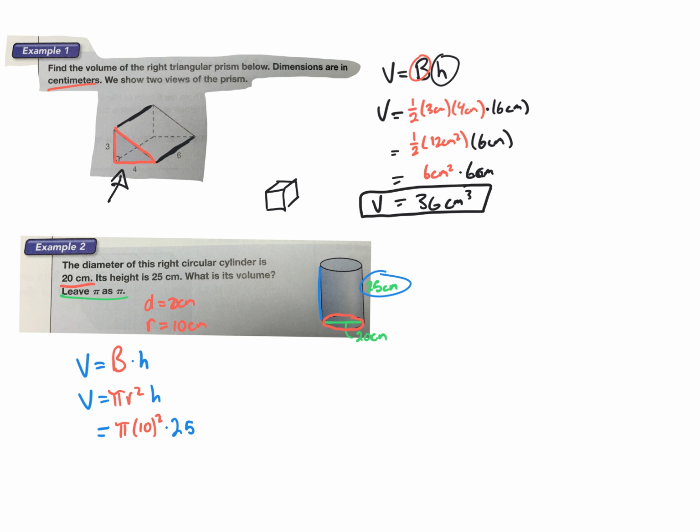So 10 squared is going to be 100. And then I'm going to multiply that by 25. And so our final answer is going to be, well, 25 times 100 is going to be 2,500 pi. And I forgot to put my units in here, but these are all in centimeters. So it'd be like centimeters here and centimeters there. So centimeters squared would come out here, times centimeters there would give me centimeters cubed.